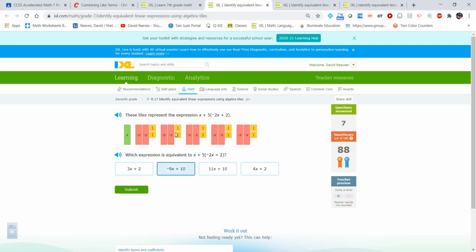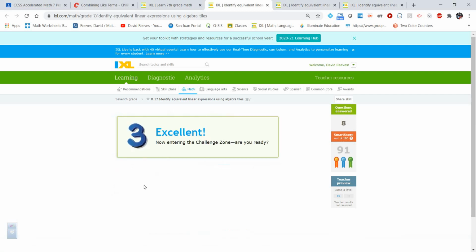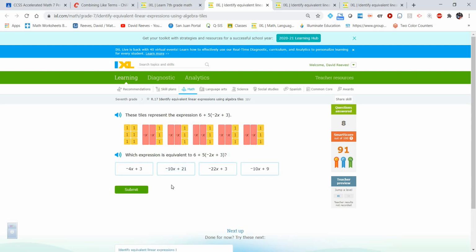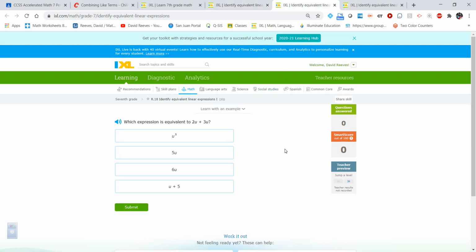But here, what do we have? We have 2, 4, 6, 8, 10 positive ones as well. All right, there actually is a challenge zone. It just wouldn't let me skip to it. But as you can see, it's very similar to what we just did. So I'm going to move on to the next skill, which is R18, identify equivalent linear expressions.